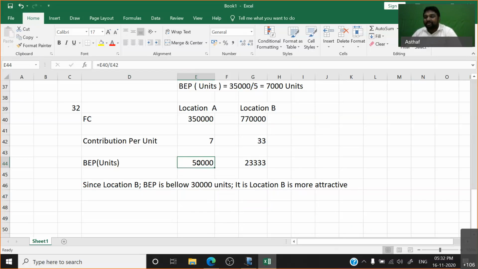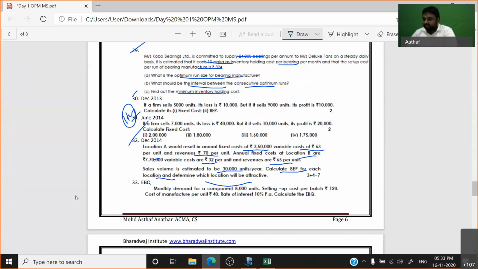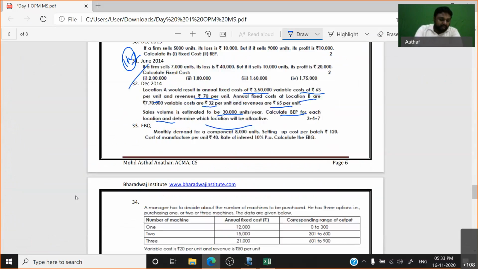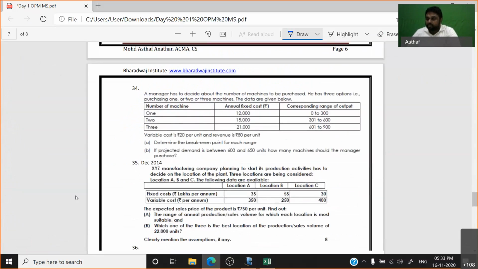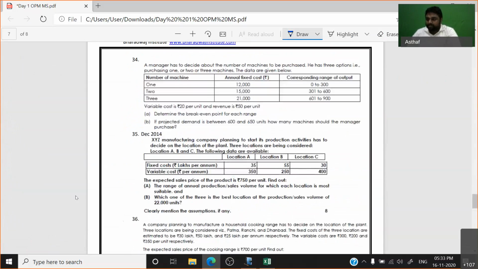B is more attractive. So in your online MCQ, if you want to give suggestions, just click the correct answer only. No need of making a comment. That is what I was telling, this online exam is 100% room for you. You can get maximum marks. Now going further, this is an EBQ question we have done already, so you can do it as well.